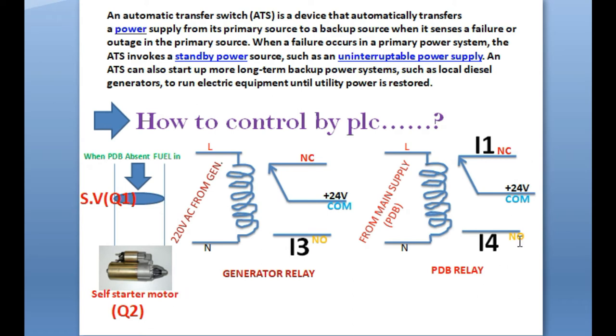I hope you guys understand how the sensor is working here. I1, I3, I2. I2 is the emergency stop button, that's why I don't use it. I1 senses only when PDB is absent. The sensing sensitivity is a very important thing in this situation.